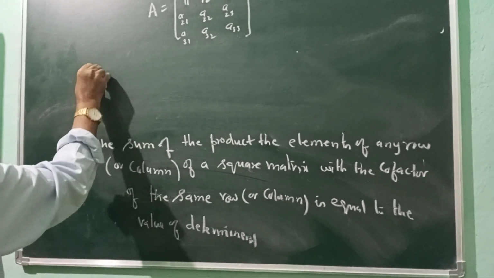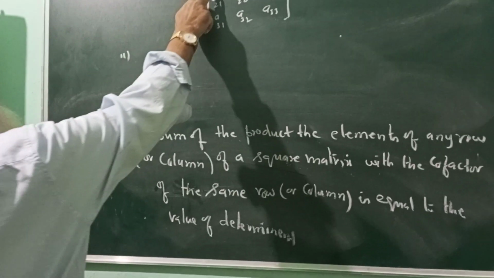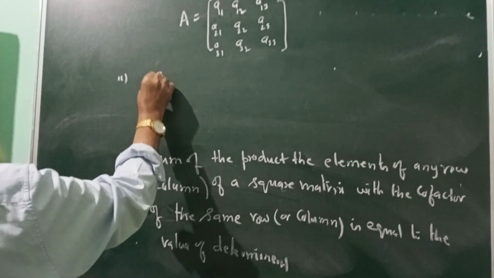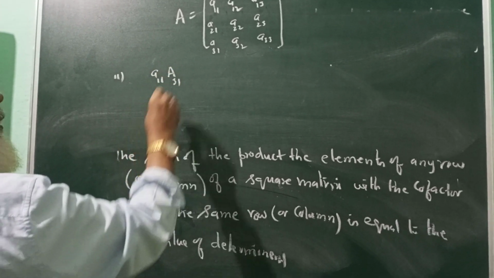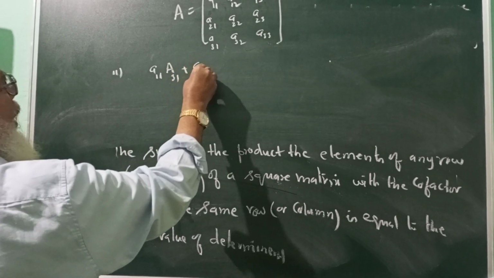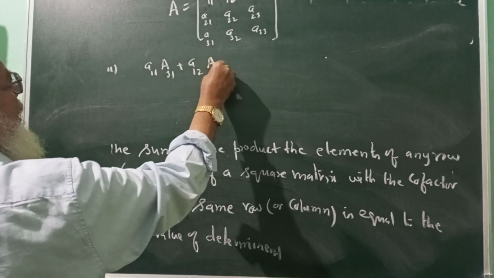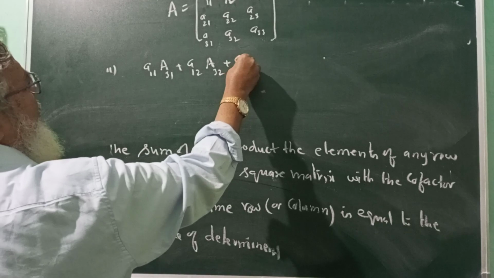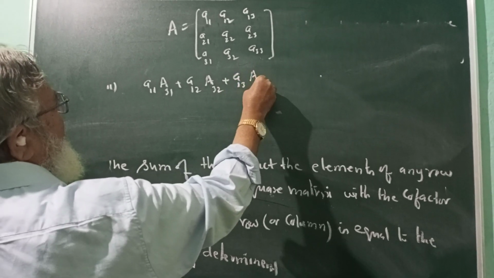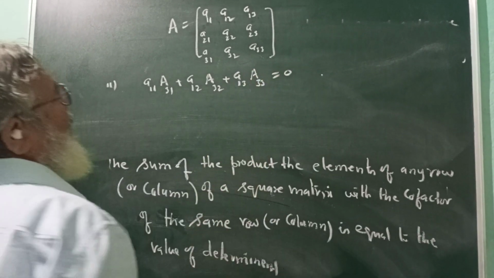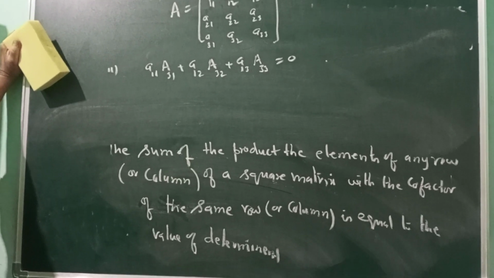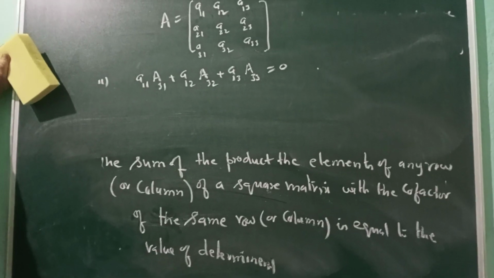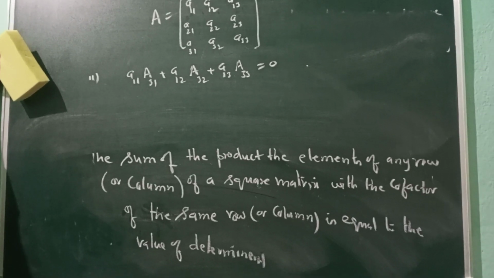So second, see here, if we take the elements of the first row and multiply with the cofactors of the third row, for example, it is a11 A31 plus a12 A32 plus a13 A33 is equal to 0, because we have taken the elements of the first row and multiplied with the cofactors of the third row and added, so the value will be 0.